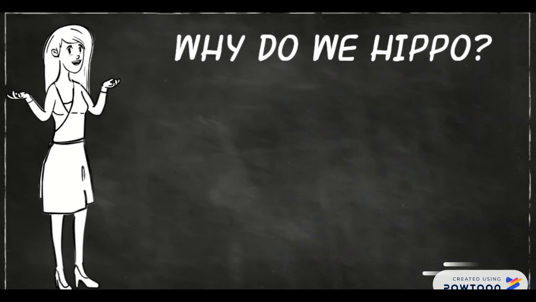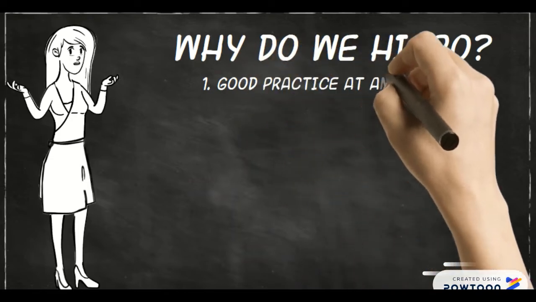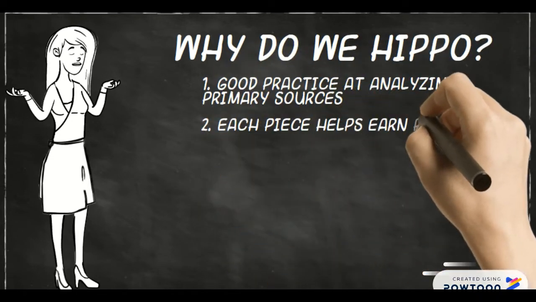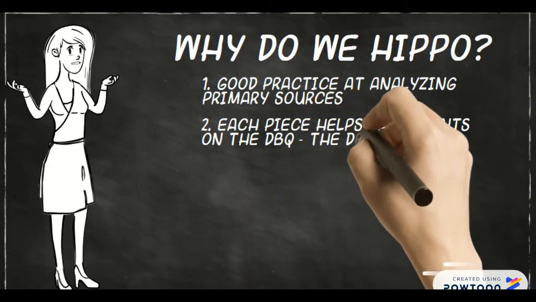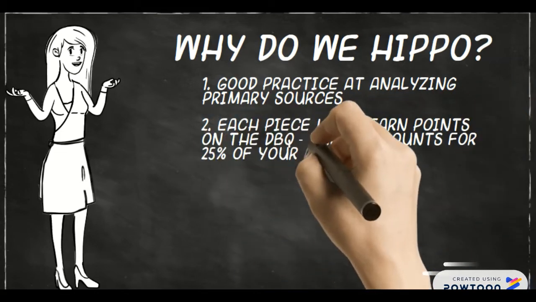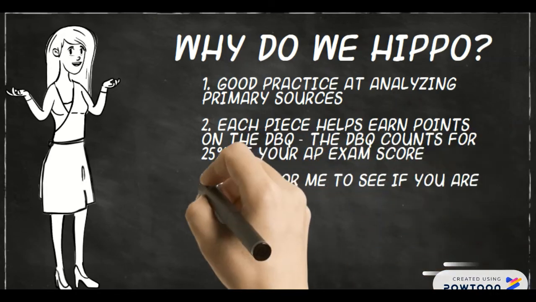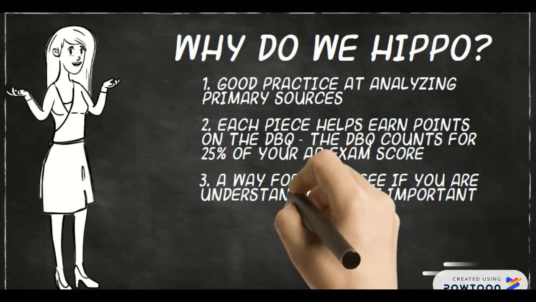So why do we Hippo? Well, for one, it's good practice at analyzing primary sources. Number two, each piece helps earn points on the DBQ. The DBQ counts for 25% of your entire AP exam score. And number three, it's a way for me to see if you are understanding these important skills.